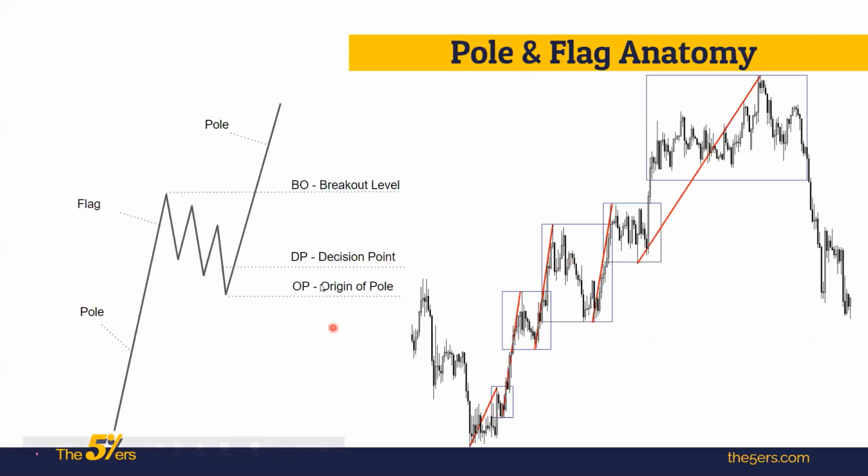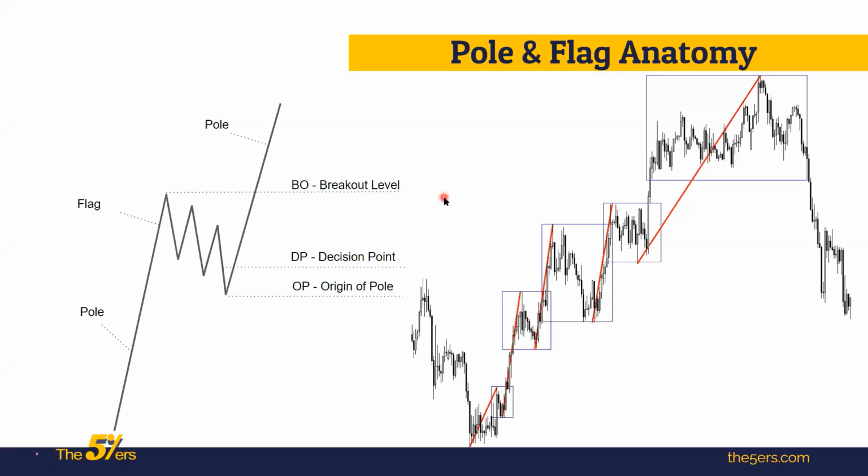So let's discuss the pole and flag anatomy. So we have the flag, the pole, we have the flag body, and then we have another pole. When the flag is completed, it means the top of the flag was broken. And we distinguish three types of levels that are important for us in terms of what we're looking for in terms of scalping.